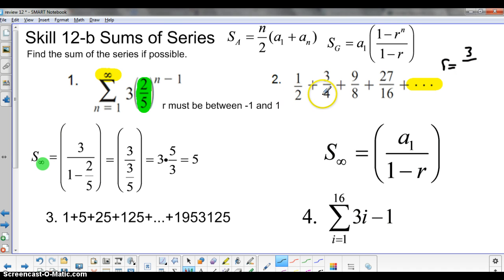Okay, so r equals 3 on top, and then what's happening in my denominator? So 2 times what is 4, or 4 times what is 8? It's going to be 2, and so I have an r value of 3/2. Well, that's a problem because that is not less than 1. Okay, it's not. And so the sum does not exist.